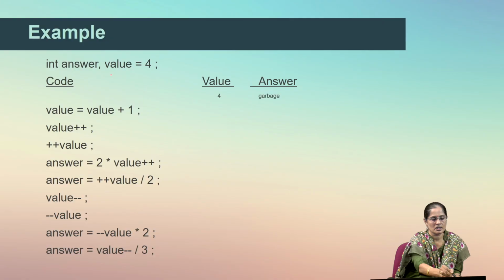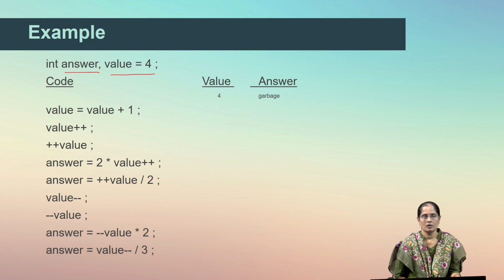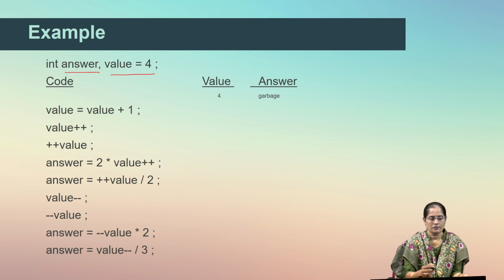2. So, let us take a small example and work out the usage of the decrement and increment operators. Initially the variable value is assigned the value 4 and the variable answer is not assigned any value, so the value will be garbage. We will take the first statement value equal to value plus 1. So, the value 4 will be added with 1.